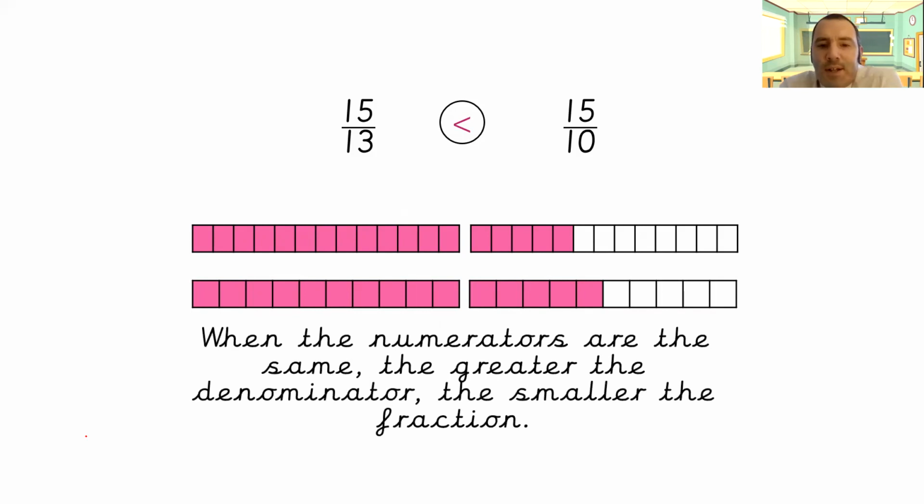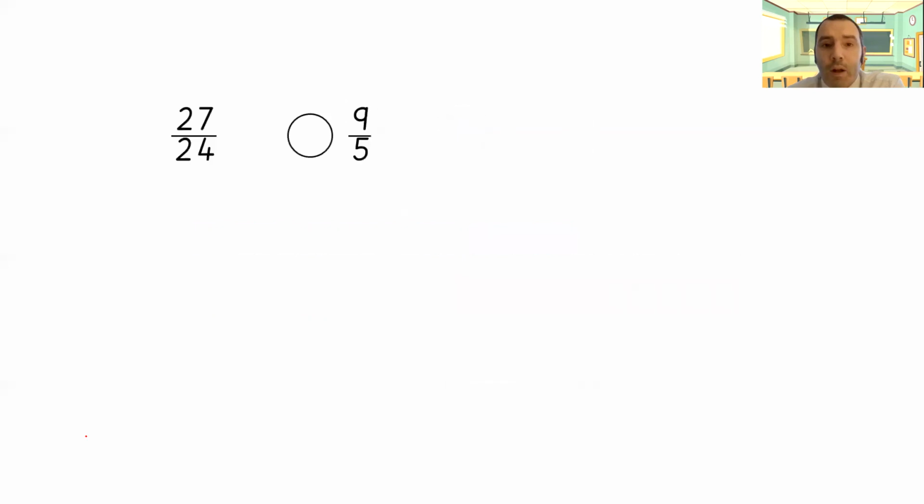So when the numerators are the same, the greater the denominator, the smaller the fraction. So it's about how many parts the bars have been cut into. So our top bars are cut into 13s. So there's 13 parts to that bar. The bottom bars are cut into 10. So there are more parts there. So even though 15 thirteenths is close together, 15 tenths has got a greater value. So when the numerators are the same, the greater the denominator, the smaller the fraction.